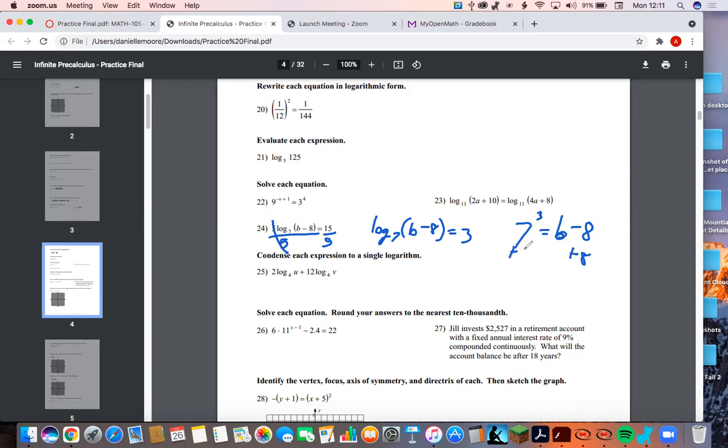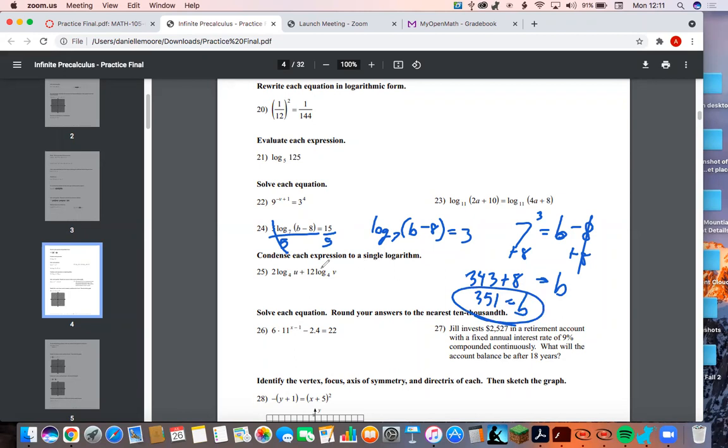Anyway, bam, plus the 8 on there. And now we have b equals whatever 7 to the 3rd is plus 8. I think that's 343 plus 8. So assuming that I'm getting my numbers right, that's 351 or something like that. Cool.